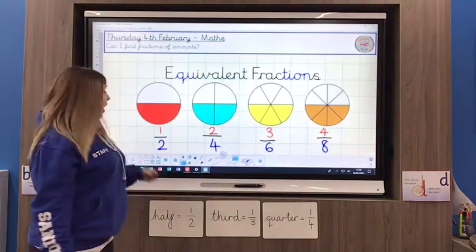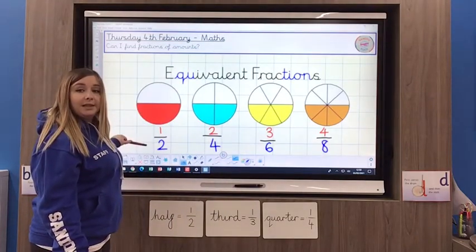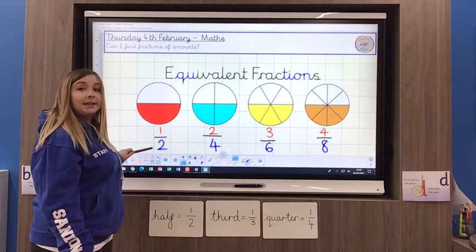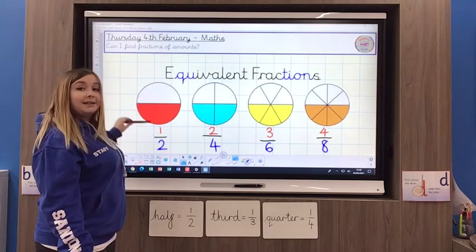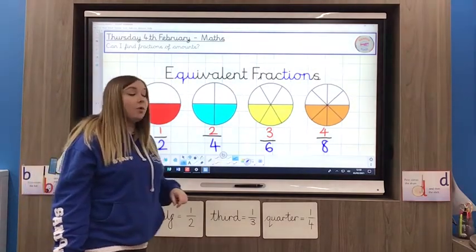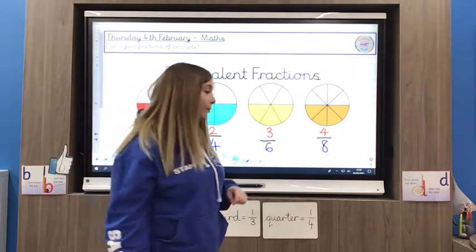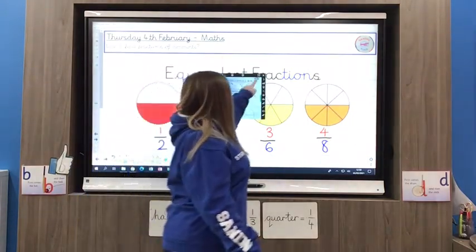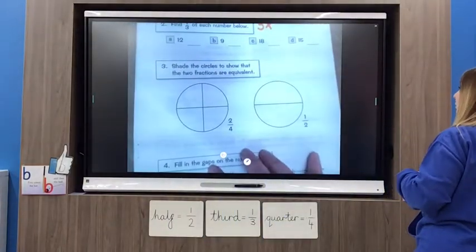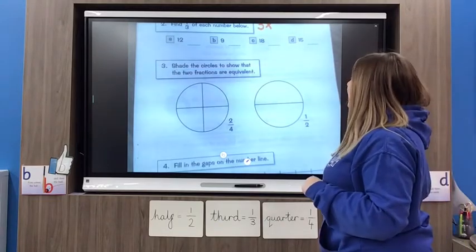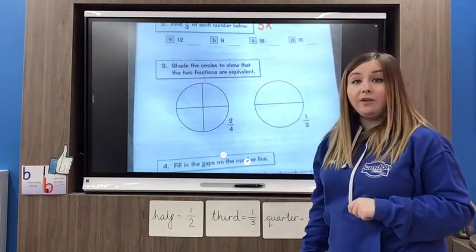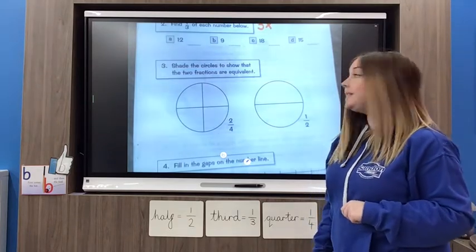So even though the fraction has been written using different numbers, different numerators and different denominators, the same amount is given each time, okay? And that will help you with your next question. So, if on your booklet, remember we are on page 19, let's now go to question number 3. It says, shade the circles to show that 2 fractions are equivalent. So 2 fractions are the same.